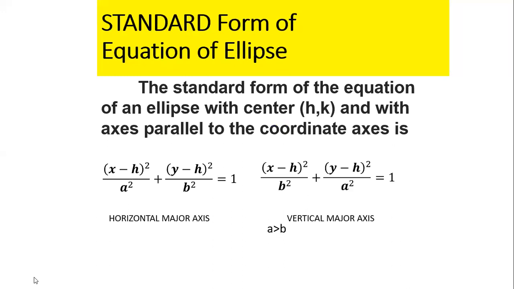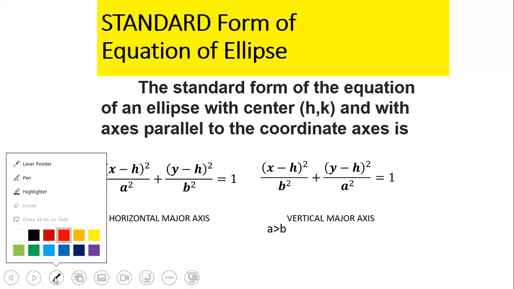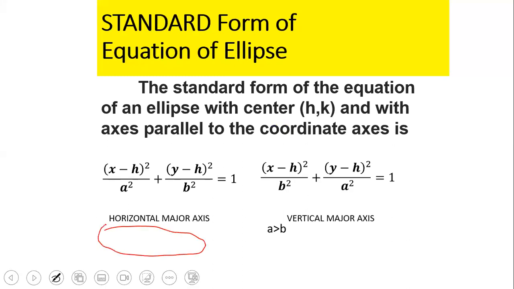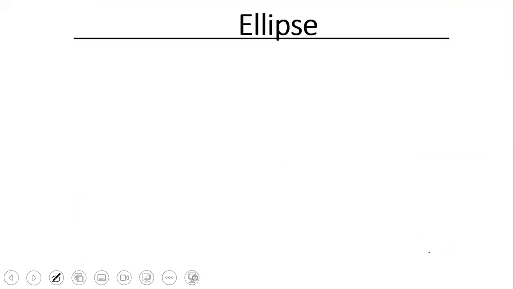And the vertical major axis, which is quantity y minus k quantity squared over a squared plus x minus h quantity squared over b squared is equal to 1. So, ano itsura ng horizontal? Ganito itsura ng horizontal. Pakita natin on the board. So, horizontal. Ayan. And the vertical looks like this. Okay.